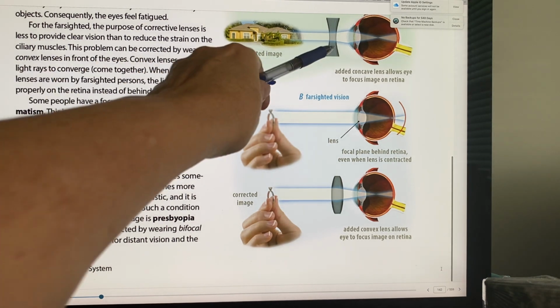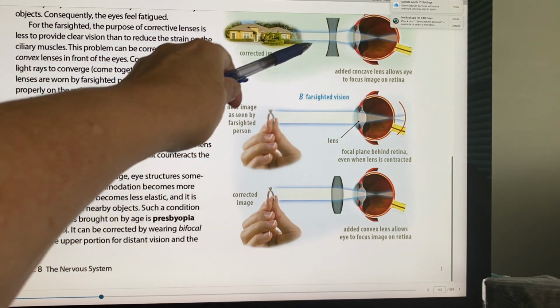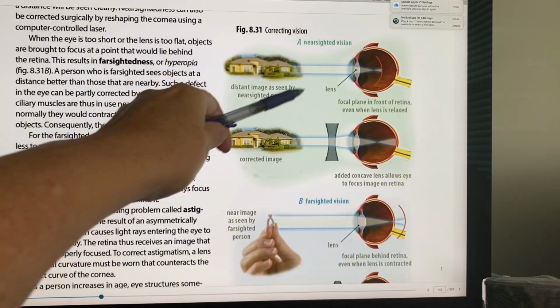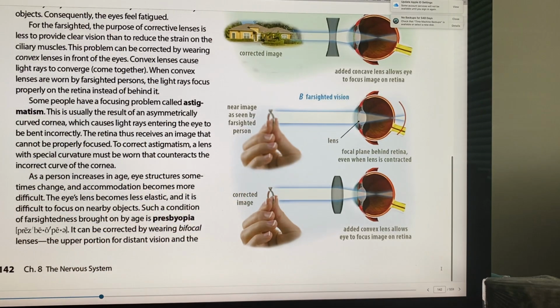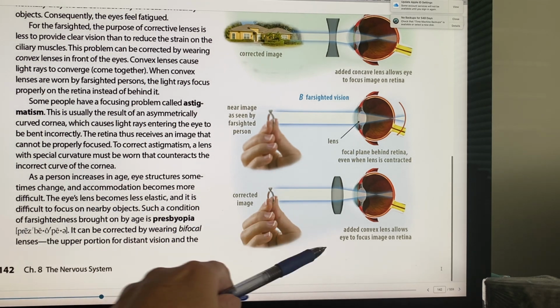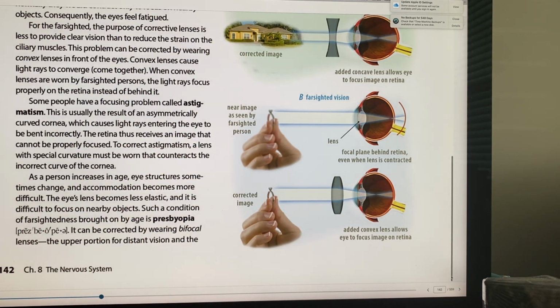So you see the difference: concave is for if you're nearsighted, like most young people. Farsighted is when you get older and you can't read, so you have to have this convex type of lens. So that's farsighted, hyperopia, and myopia is nearsighted.